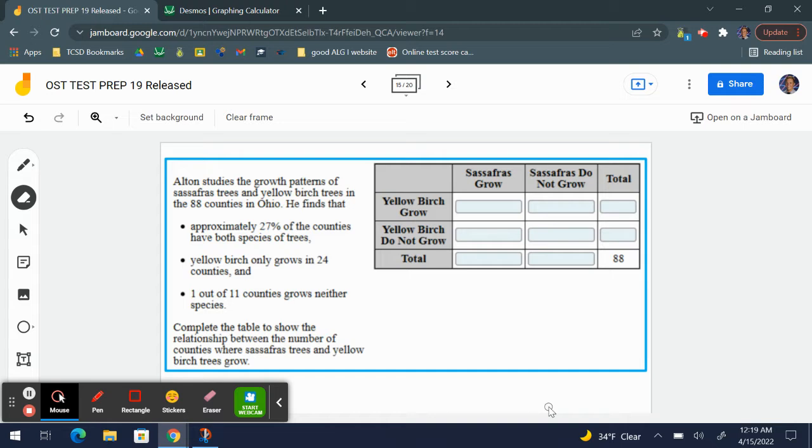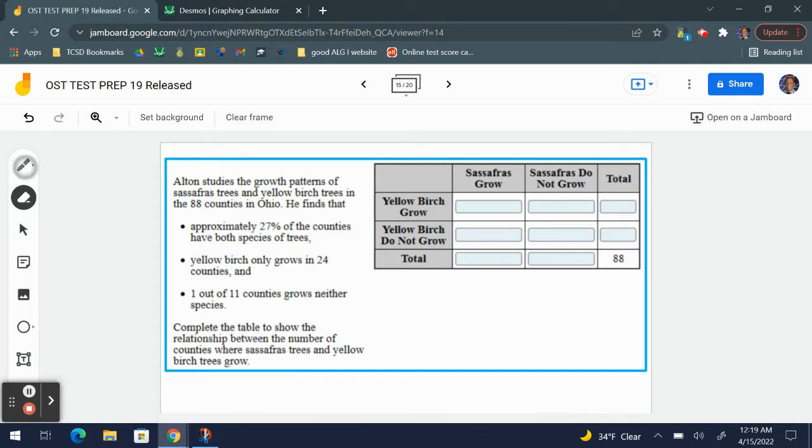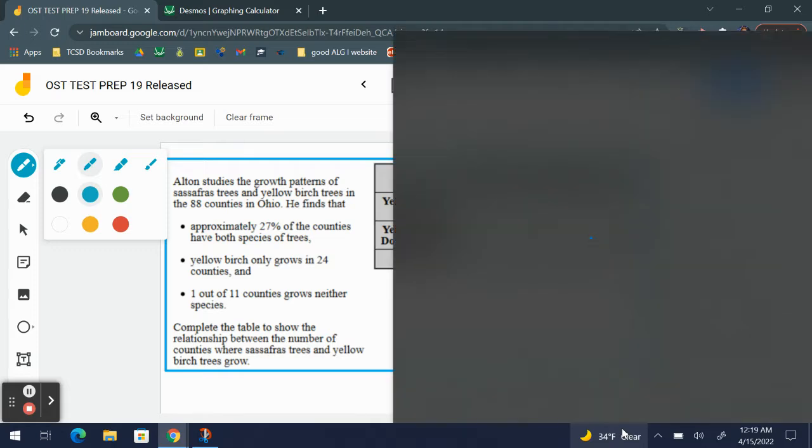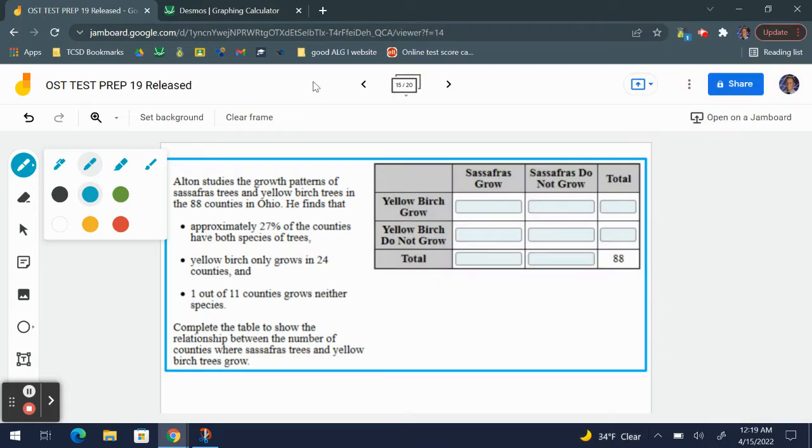Still working on that OST test prep spring 2019 release question. This is number 15. If you look here, we have a two-way frequency table. These are fun. They're nerdy fun, as I like to call it, where you get to fill in all the information.